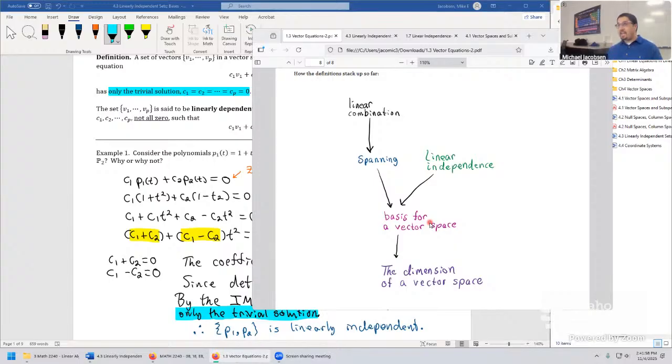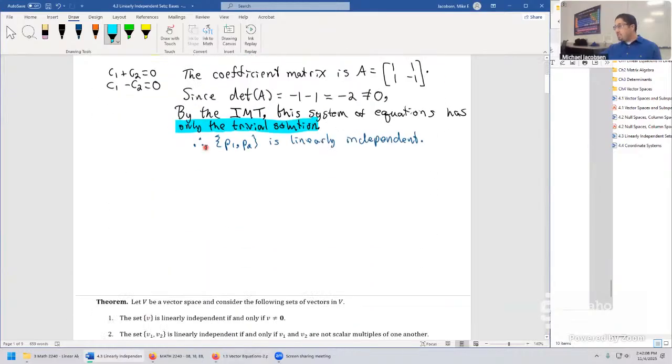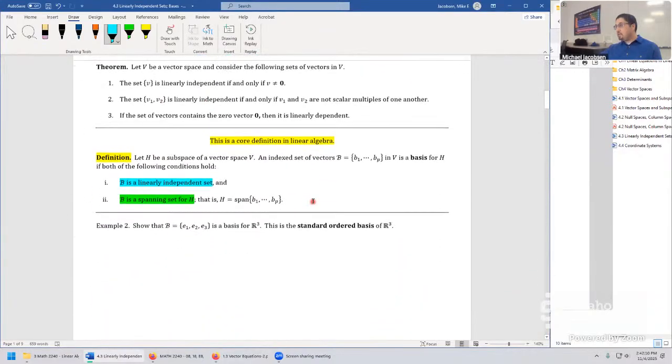Chapter 2 and Chapter 3 had material that was in a way not exactly related to a basis, but it led us to the invertible matrix theorem, so it was well worth that detour. So that's how the definitions combine now.